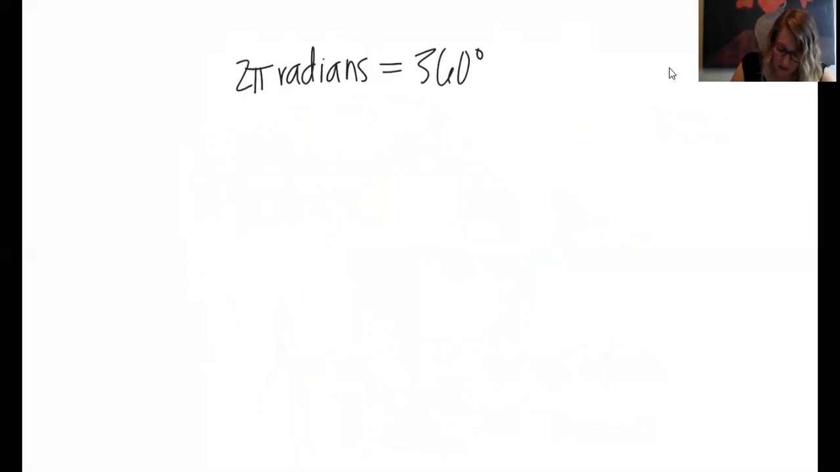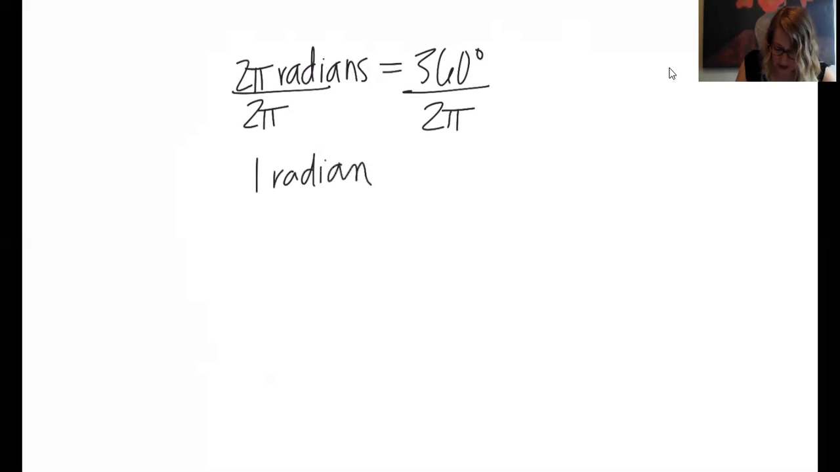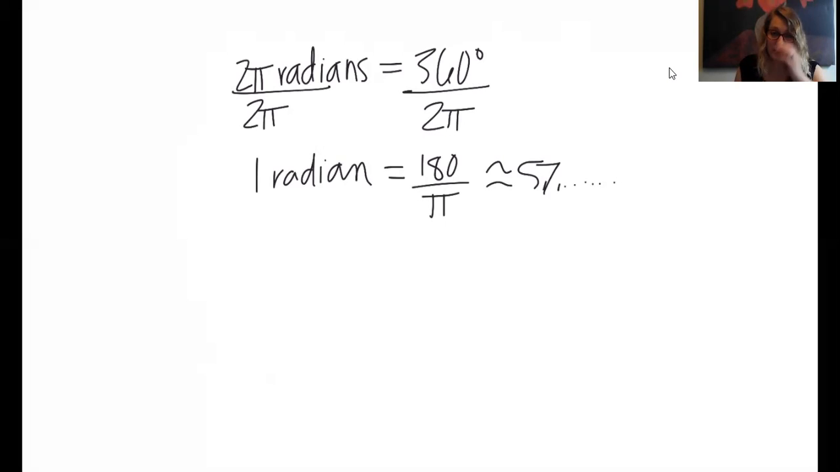If I wanted to figure out how many degrees were in 1 radian, I would need to divide both sides by 2 pi, since 2 pi divided by 2 pi is 1. And it turns out, exactly that's 180 over pi. If I wanted to know approximately, it's 57 point something. That's less helpful. What's more helpful is this 180 over pi thing.